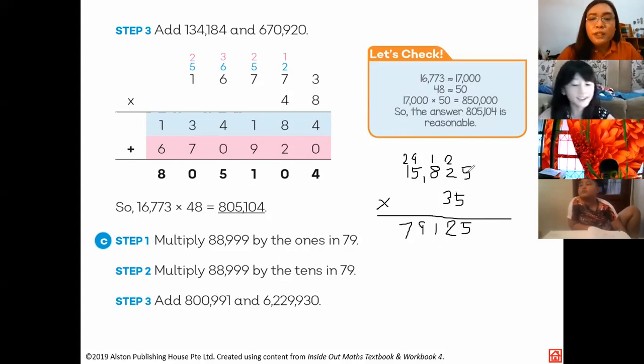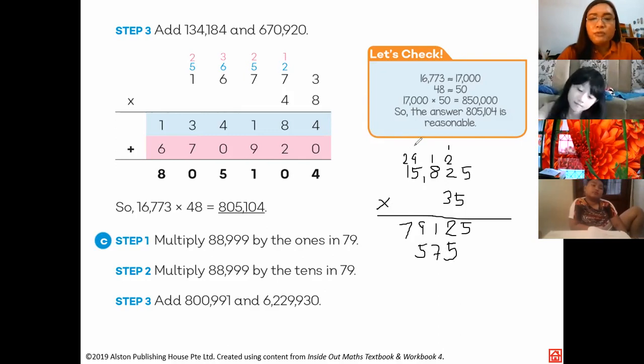So 3 multiplied by 5, that's 15. Carry 1. And then 3 multiplied by 2, that's 6, plus 1, that's 7. 3 multiplied by 8, that's 24, plus 1, 25. Carry 2. 3 multiplied by 5, that's 15, plus 2, that's 17. So we put the 7 here, and then carry 1 over here. So 3 times 1, that's 3, plus 1, 4.